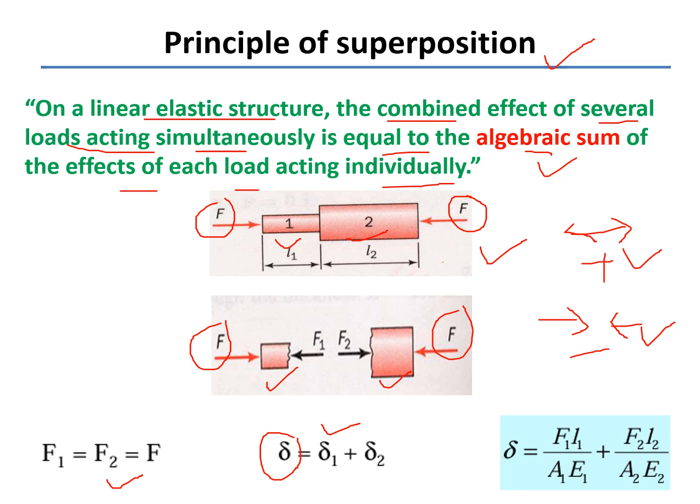So finally delta is equal to delta 1 plus delta 2, and I already discussed the elongation expression, delta is equal to PL upon AE. So with respect to the first section, that will be F1 L1 upon A1 E1, and with respect to the second section, that will be F2 L2 upon A2 E2. Okay, so in this manner we can use the principle of superposition.